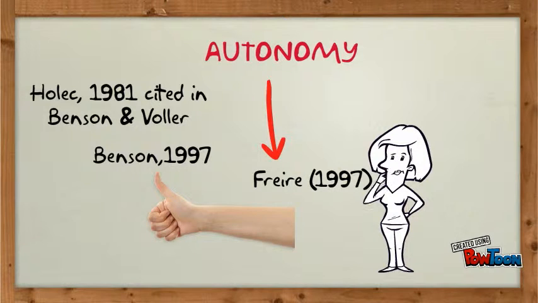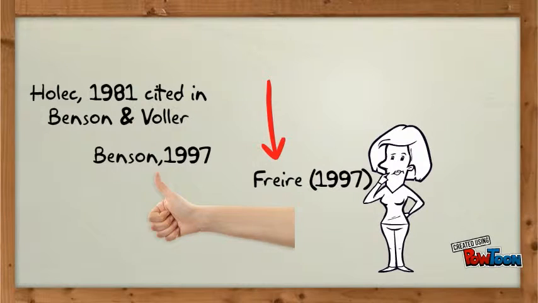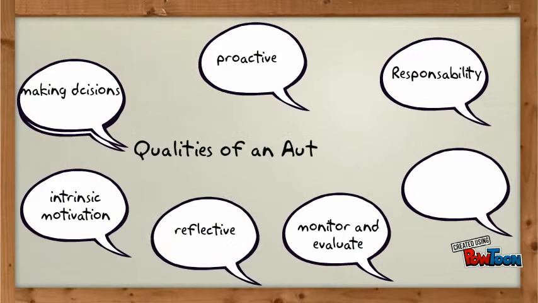Dickinson, 1987, sees autonomy as a mode of learning, one in which the individual is responsible for all the decisions connected with her learning and undertakes the implementation of these actions. And finally, Freire, 1997, understands autonomy as the learner's capacity and freedom to construct and reconstruct the taught knowledge.